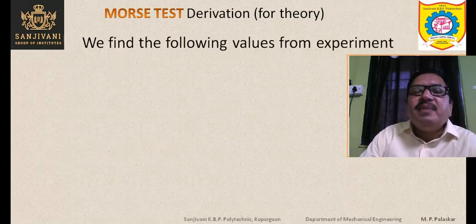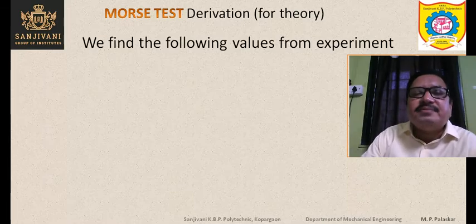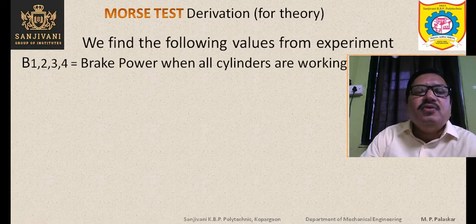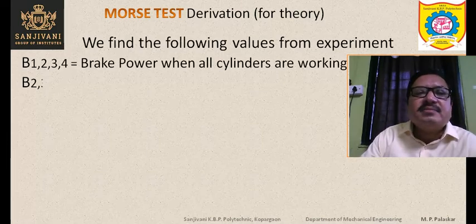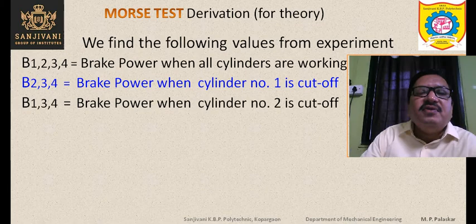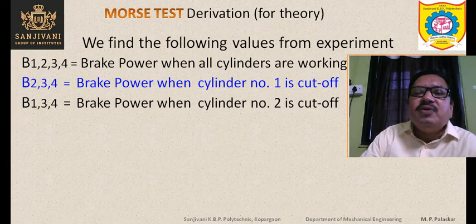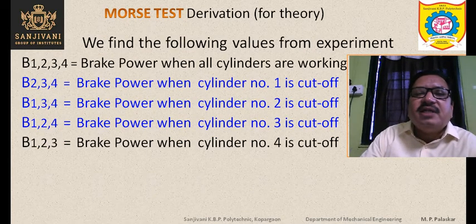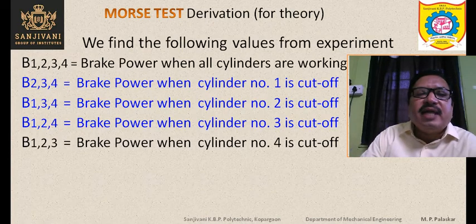Now from the experiment we find the values of the brake power. We actually find minimum 5 values of the brake power. First of all, we find B1,2,3,4, that is brake power when all cylinders are working. B2,3,4 is the brake power when cylinder number 1 is cut off. B1,3,4 is the brake power when cylinder number 2 is cut off. B1,2,4 is the brake power when cylinder number 3 is cut off, and when cylinder number 4 is cut off, the brake power is denoted as B1,2,3.